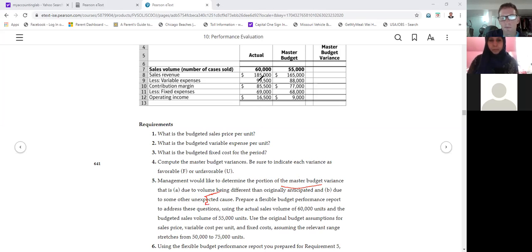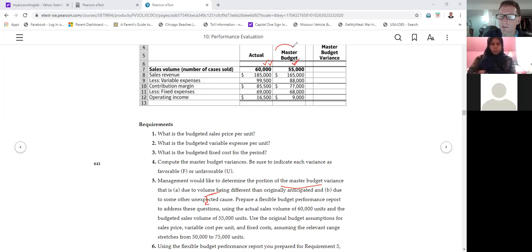We're also going to talk about what happened. Why did we have more sales than in the master budget? Why is our actual revenue different compared to the flexible budget? What should it have been? Because at this point, you might say, well, things look good, right? We had more sales. We had 60,000 units of sales versus 55,000. You're saying that's good because you had more than expected sales.